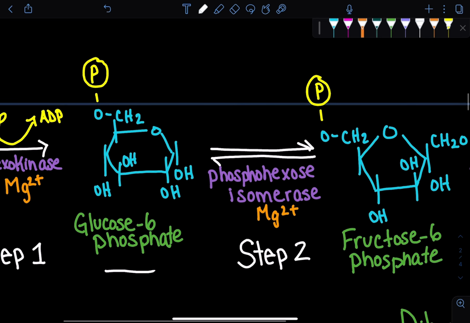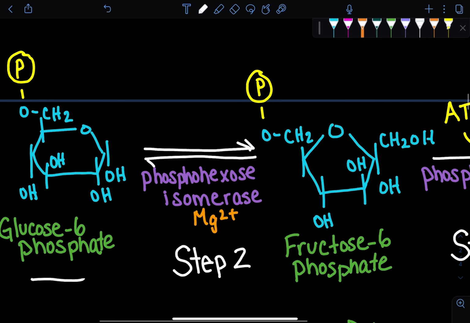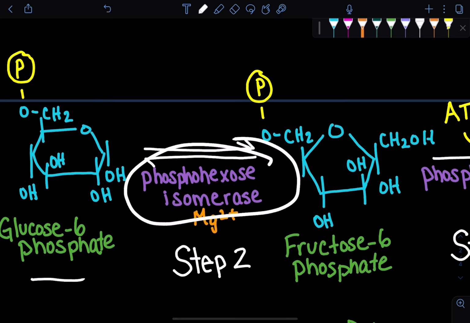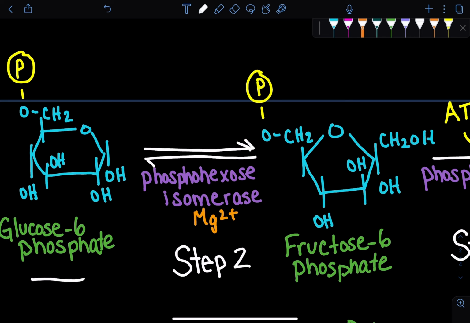Then we move on to an isomerization event. And the only reason we're going to isomerize is because we're trying to create more of a symmetrical molecule so that when we break this sugar in half, we get 2 symmetric products. So we use a phosphohexose isomerase enzyme. It's an isomerase because we're simply going to switch from an aldose into a ketose.